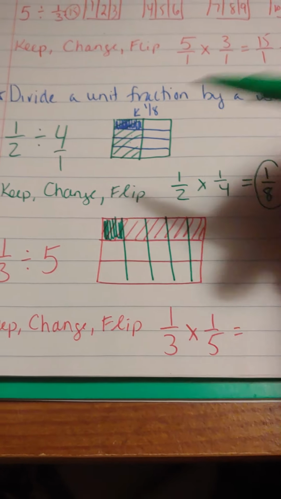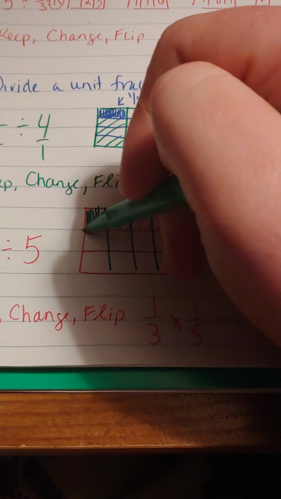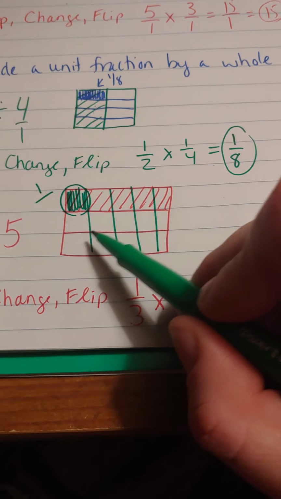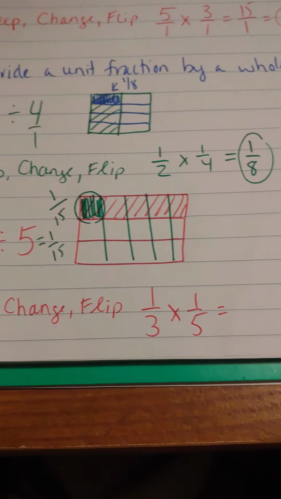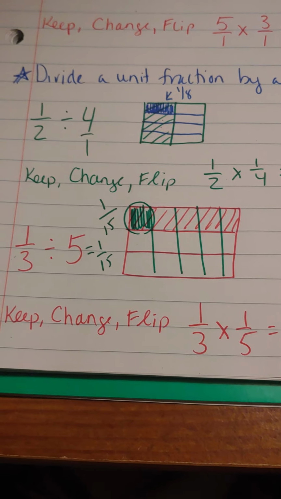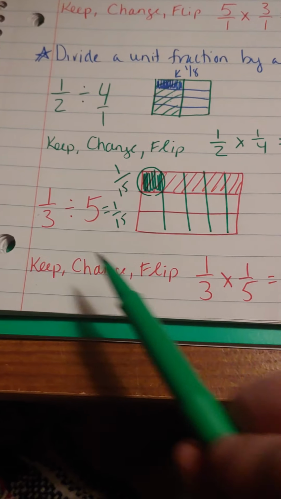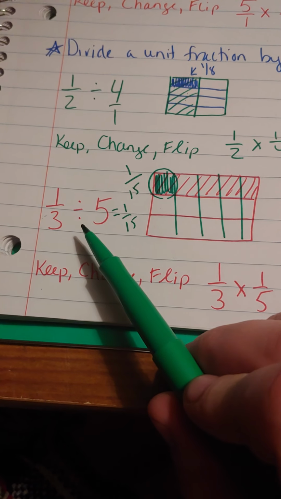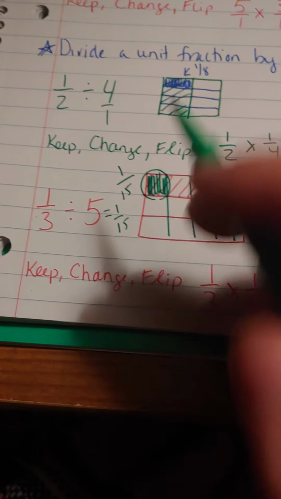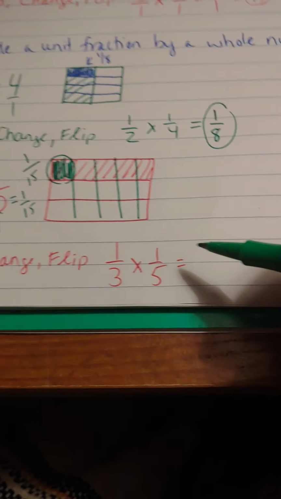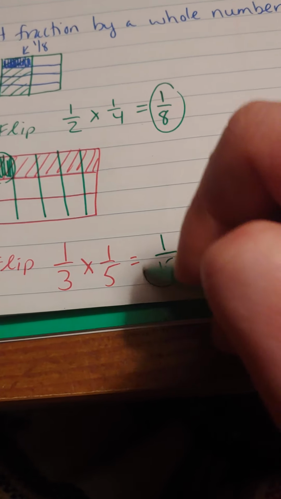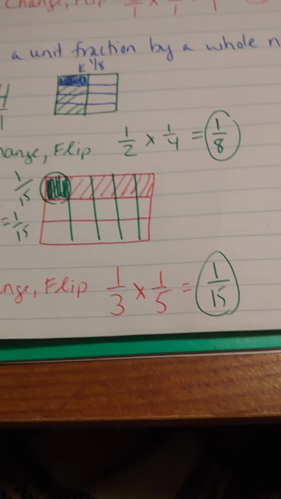Well, out of the original cake, each person gets 1 out of 1, 2, 3, 4, 5, 6, 7, 8, 9, 10, 11, 12, 13, 14, 15 pieces. So that's equal to 1/15 of the original cake. We can do the same thing for our mathematical version. So 1/3 is going to stay. So keep, change your operation from division to multiplication, flip that 5, which could be 5 over 1, flip it to 1/5. Multiply across. 1 times 1 is 1. 3 times 5 is 15. So here you have your mathematical version of 1/15.